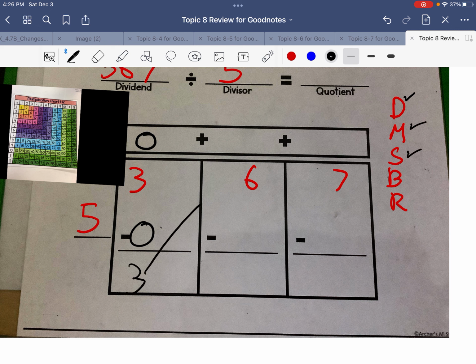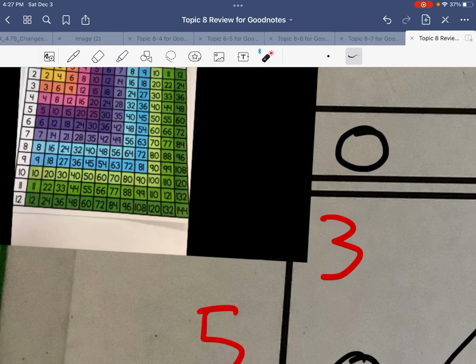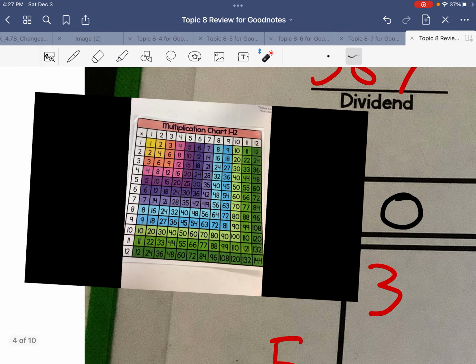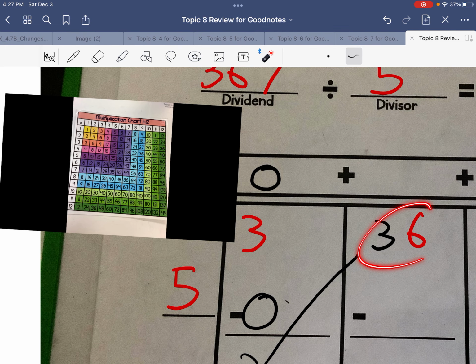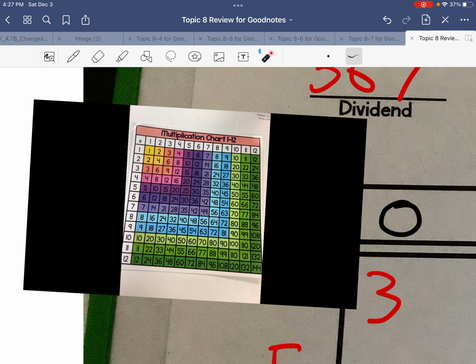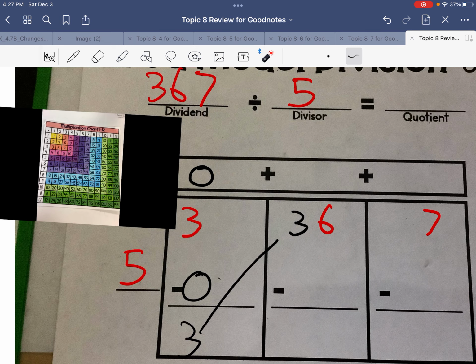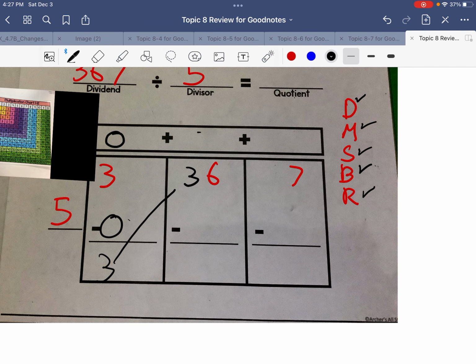I bring up. I get 36. And I do rover start over. So I go back to divide. I ask myself how many times 5 can go into 36. So I go into my 5's. I'm looking for 36 or less. 40 is too big, so I go to 35. I go up, I get 7. So 7's going to go on the very top.